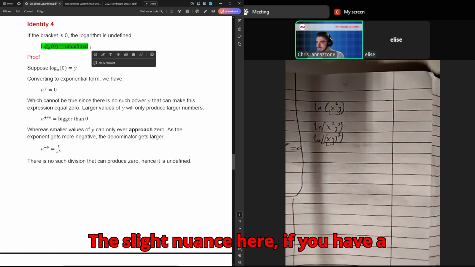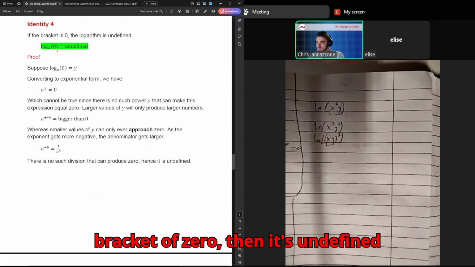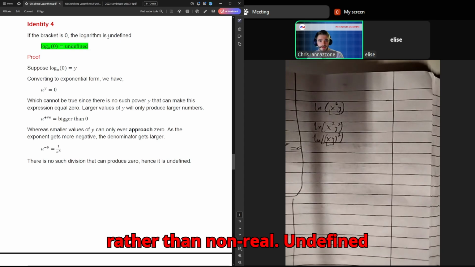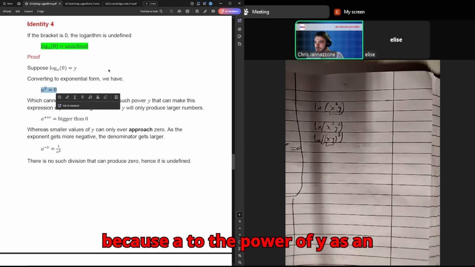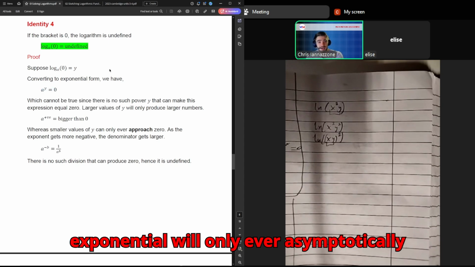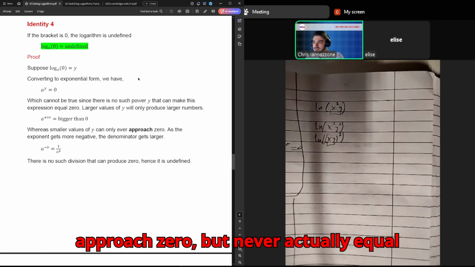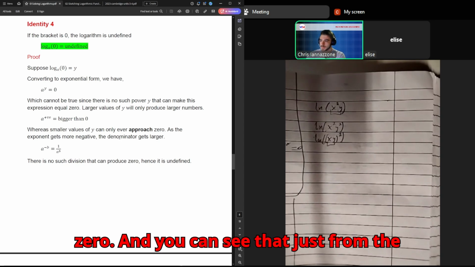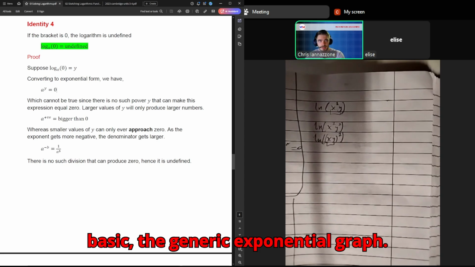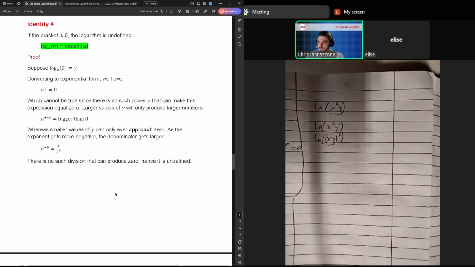Okay, the slight nuance here: if you have a bracket of 0, then it's undefined rather than non-real. Undefined because a to the power of y as an exponential will only ever asymptotically approach 0, but never actually equal 0. And you can see that just from the generic exponential graph.